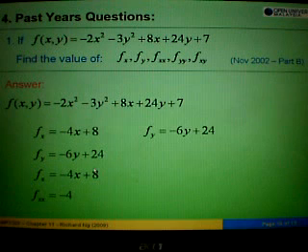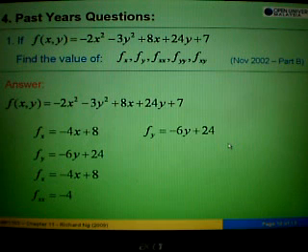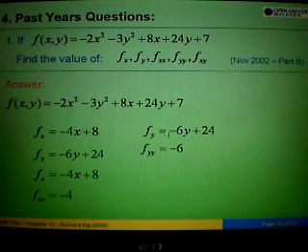Okay. And then fyy. So the next question is fyy. So we start with fy from this answer. So fy is negative 6y plus 24. Therefore fyy, so we differentiate, compare with y. Negative 6y will give us negative 6.